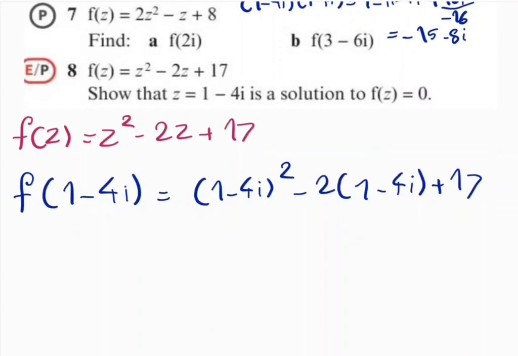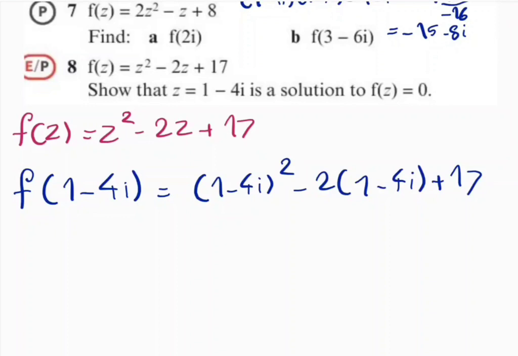Now, let's get back to this function. So now we can write here that because 1 minus 4i squared is equal to minus 15 minus 8i as we worked out above. And then here minus 2 times 1 is minus 2. Minus 2 times minus 4i is plus 8i, plus 17.